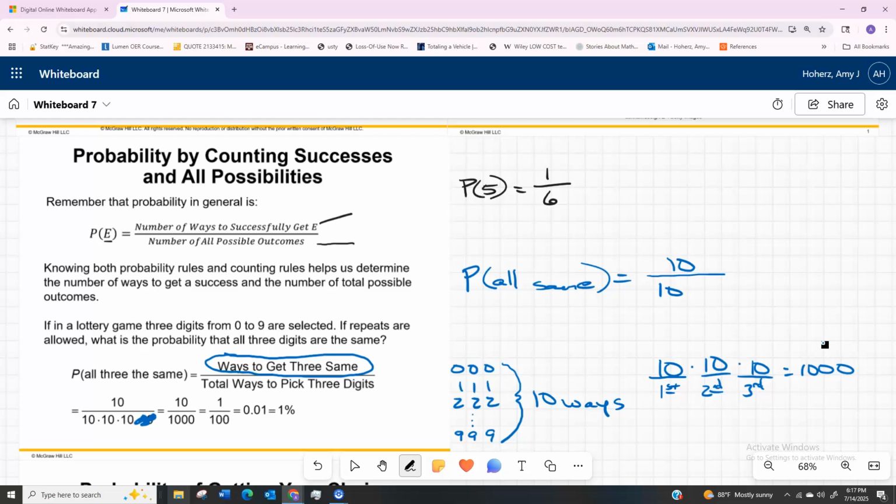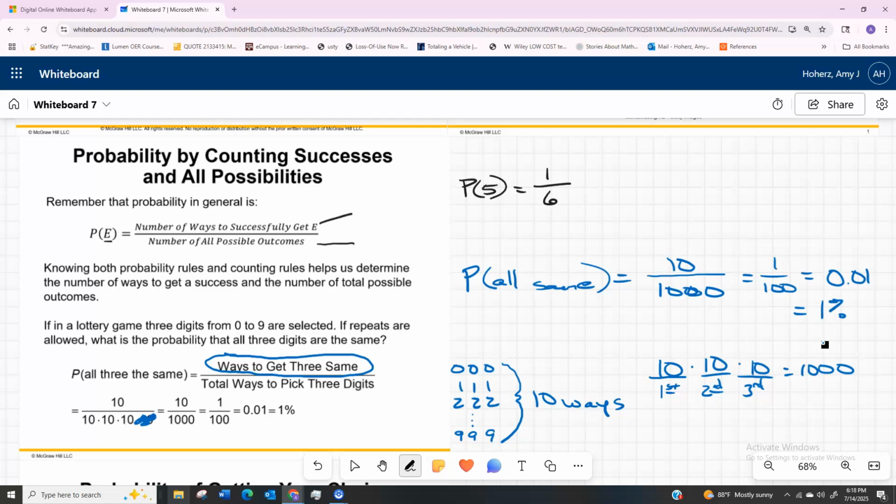So if we reduce that, that would be the same as 1 out of 100, which is 0.01, 1/100th, or 1%. Remember, percent means out of 100. So if we have 1 out of 100, that's the same thing as 1%. So in this one, we used the counting rules, but we didn't use permutations and combinations. We used the 10 times 10 times 10.